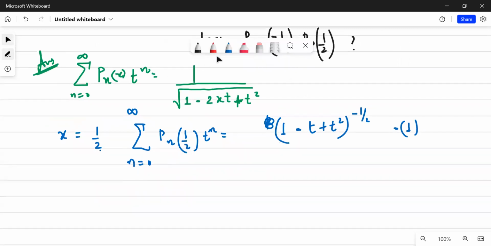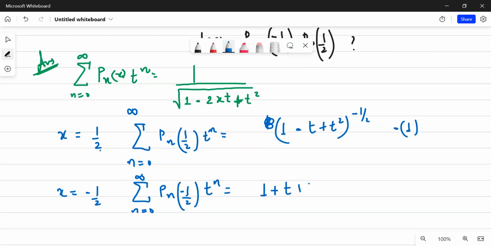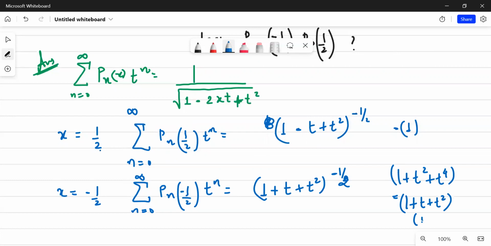And if you replace x equals to minus half, what you'll get? You'll simply get summation n equal to 0 to infinite, and here you have P_n minus half, and then you have t की power n, and this is equivalent to writing 1 plus t square की power minus half. और अगर थोड़ा सा बचपन का याद है तो I'll write it here. 1 plus t square plus t की power 4 is equivalent to writing 1 plus t square into 1 minus t plus t square. तुम चाहो तो इसको करके देख लो.